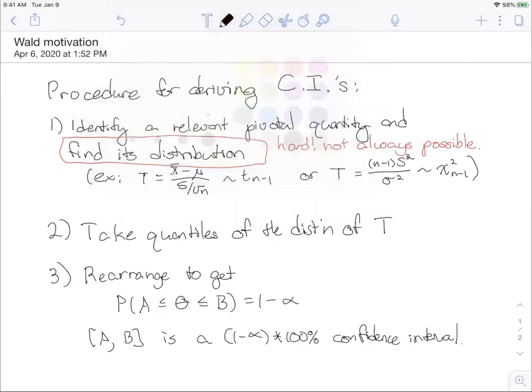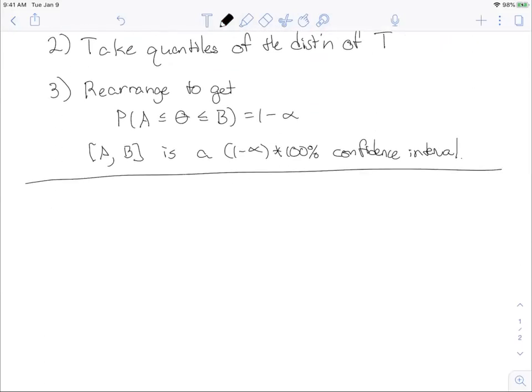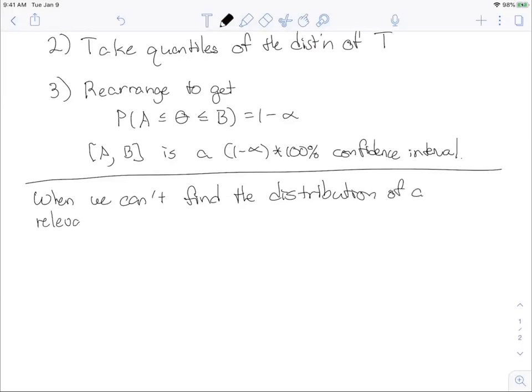So what do we do when things are hard? We do approximations. In the simple problems, and I feel like there almost are no simple problems, it's possible to derive the distribution of a relevant pivotal quantity. That's actually the exception. More often than not, you can't derive a pivotal quantity and figure out what its distribution is. So in those cases, we need approximations. When we can't find the sampling distribution of the pivotal quantity, we approximate it.